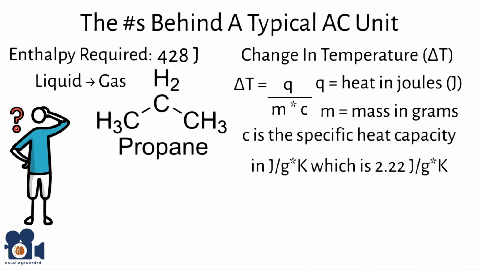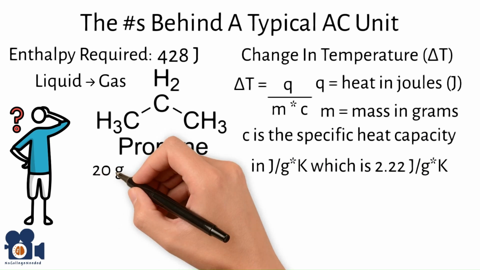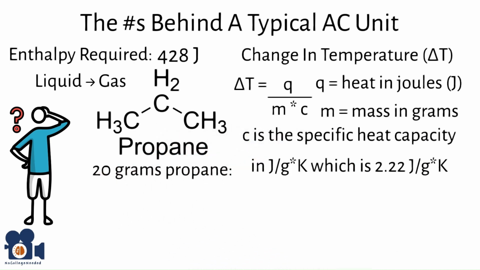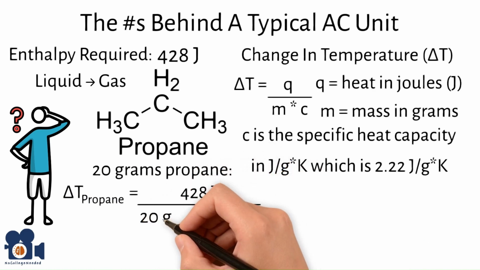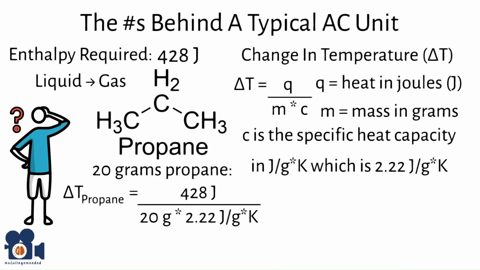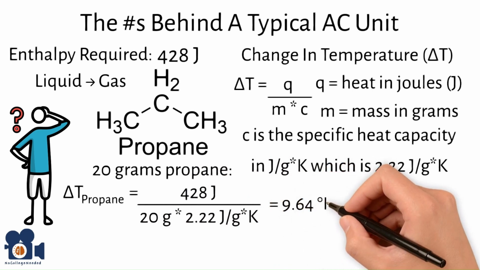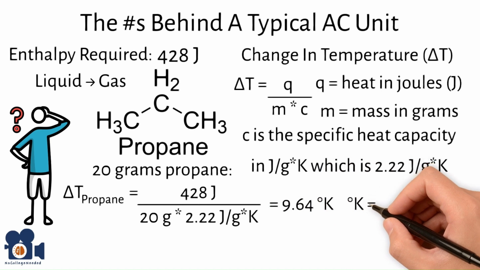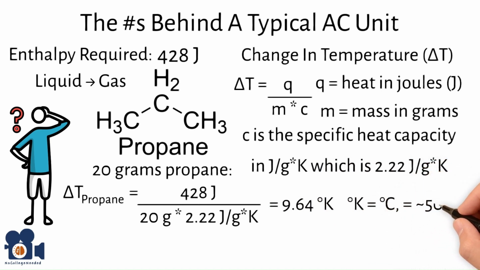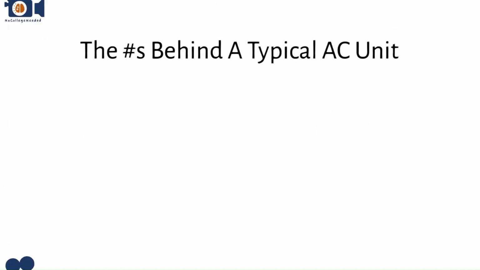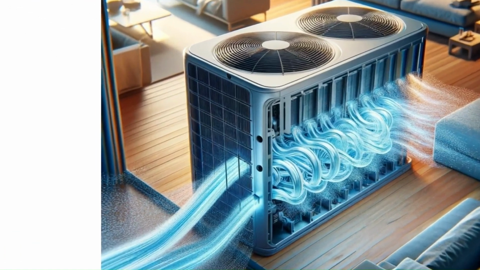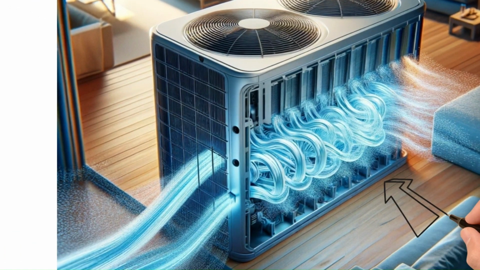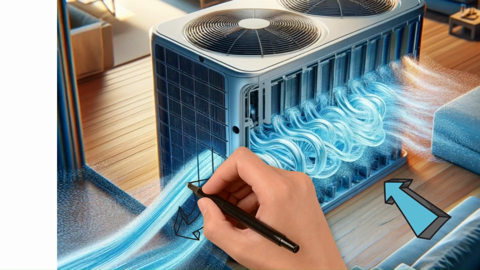Plugging these numbers into the equation for 20 grams of propane, this might not seem like much, but in its gaseous state, it's approximately 10 liters. Delta T equals 428 divided by 20 grams times 2.22 joules per gram Kelvin, equals 9.64 degrees Kelvin, which equals 9.64 degrees Celsius. Converting that to Fahrenheit is close to 50 degrees. This change of approximately 10 degrees Celsius or 50 degrees Fahrenheit is what allows the refrigeration to work, because the AC unit can blow air over the colder propane, which cools that air that then pumps into your room.